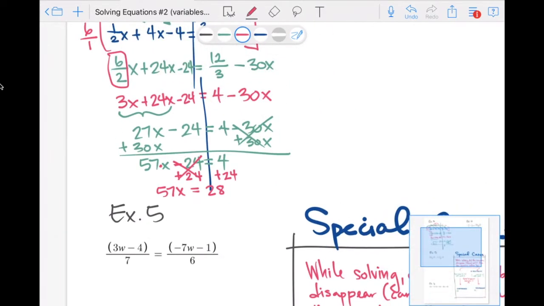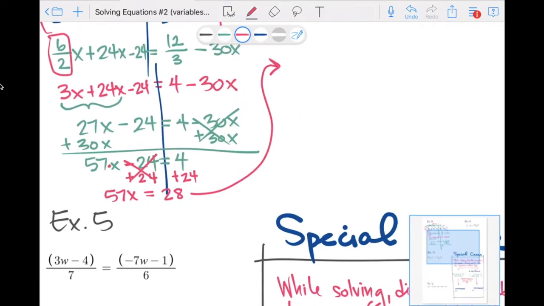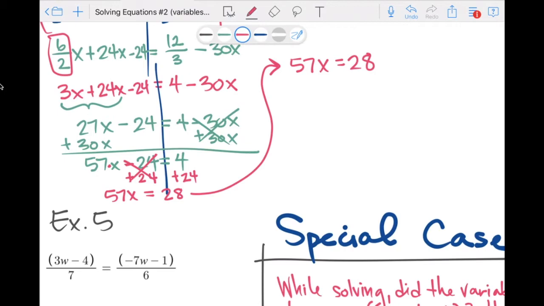And then let me pull this up over here. We've got 57x equals 28. What's keeping x from being isolated is a 57. It's being multiplied, so to get rid of it, we divide. Whatever we do to one side, we do to the other. We're left with 57 over 57. That simplifies down to 1 or 1x, which is what we want. And we have 28 over 57.